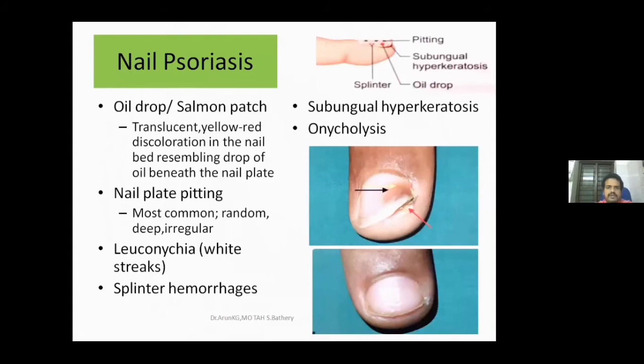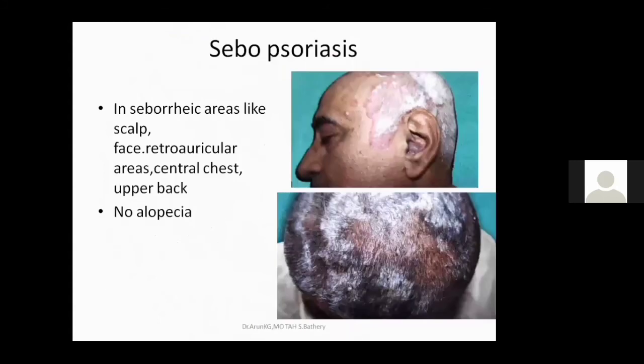Oil drop like resembling lesion, translucent discoloration below the nail bed. Then nail plate pitting will be there. Then white streak called leukonychia, splinter hemorrhage. Then subungual hyperkeratosis, okay, dirty material will be there below the nail plate. Then onycholysis. Onycholysis is nail plate separation from the nail bed. Then seborrheic psoriasis is there. Here psoriatic lesions will be there in the seborrheic areas.